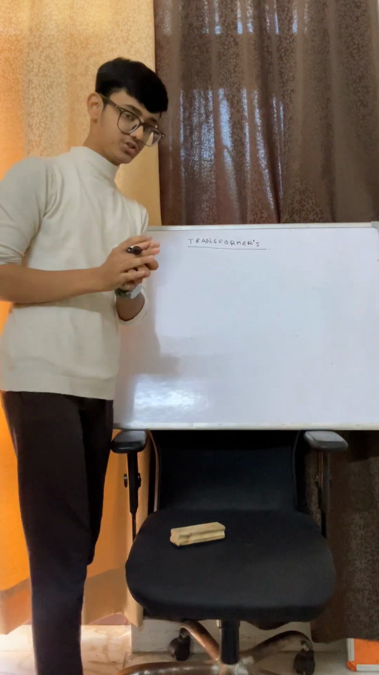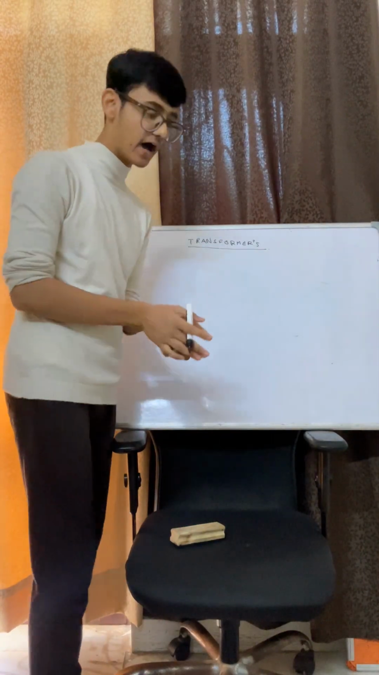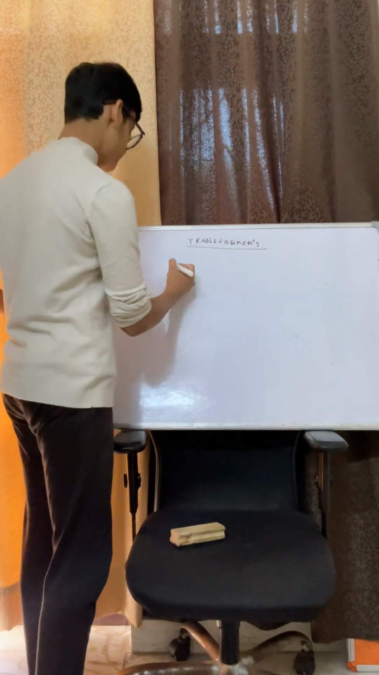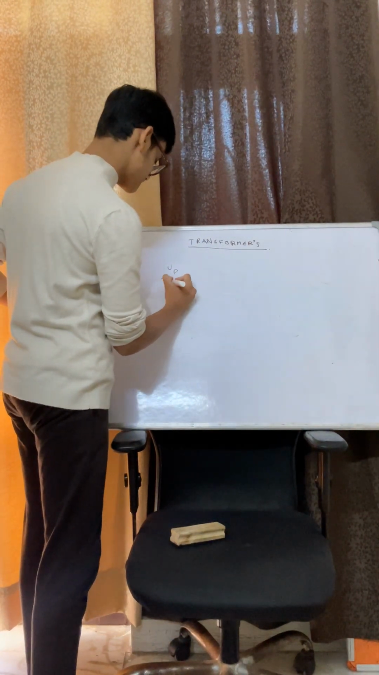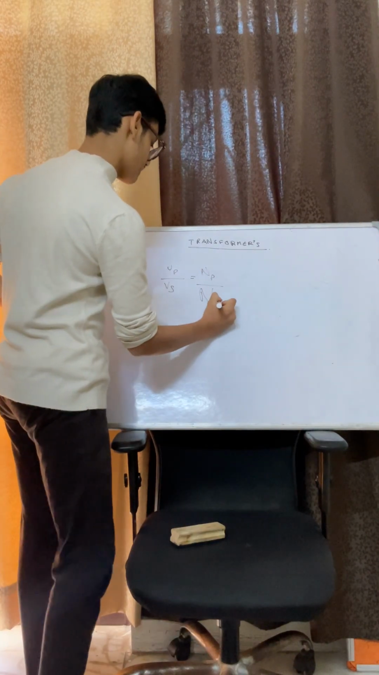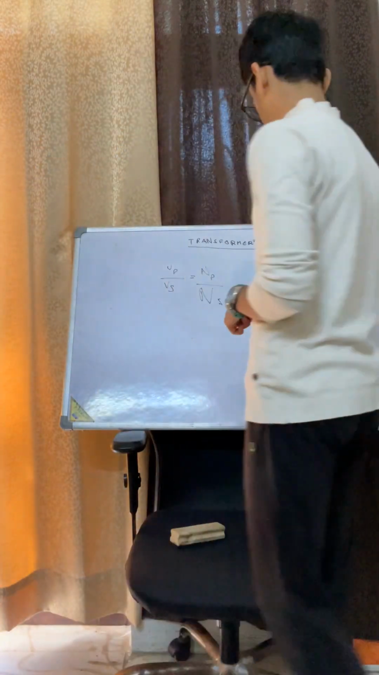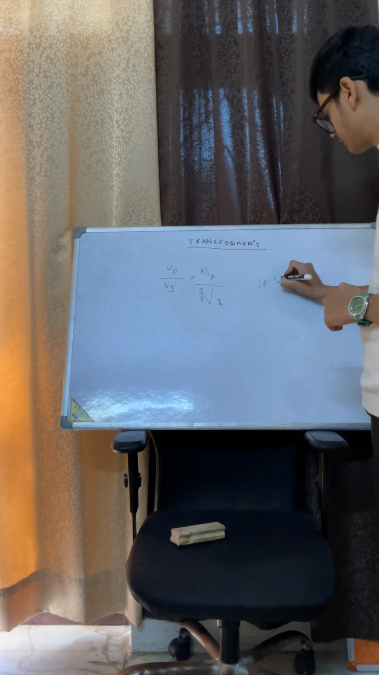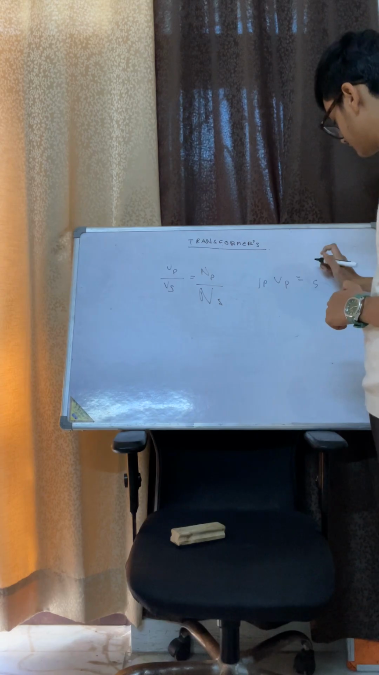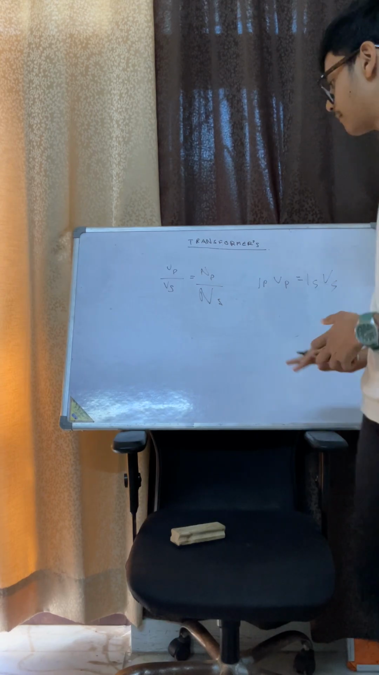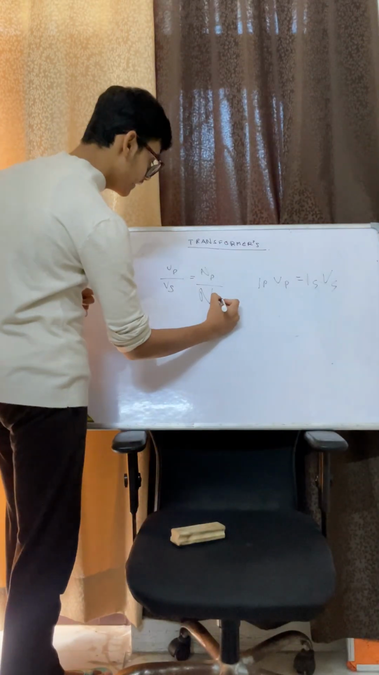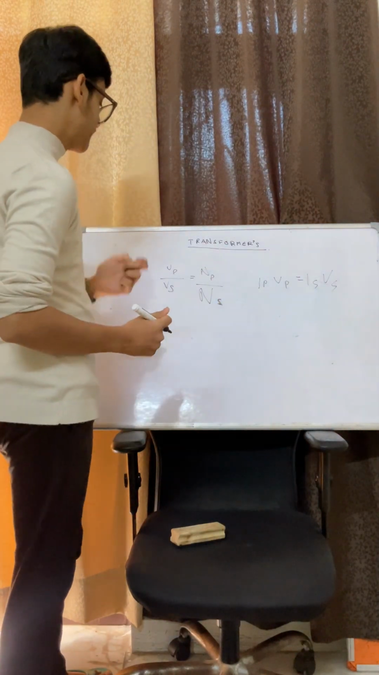Now we switch to what numericals will ask us. Numericals will ask us on the basis of two formulas. There are two formulas, right? Vp upon Vs equals Np upon Ns, and IpVp equals IsVs. Remember the subscript? Primary and secondary, right? I hope that is clear.